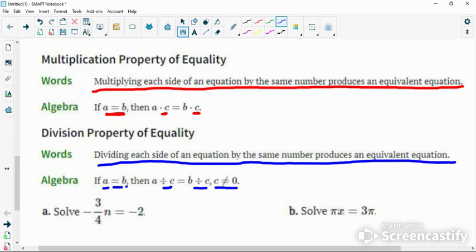In short, a lot of times when doing equations, we remind students that what you do to one side of an equation, you must do to the other. That way, both sides stay in balance with each other. We don't want one side being bigger or smaller than the other.